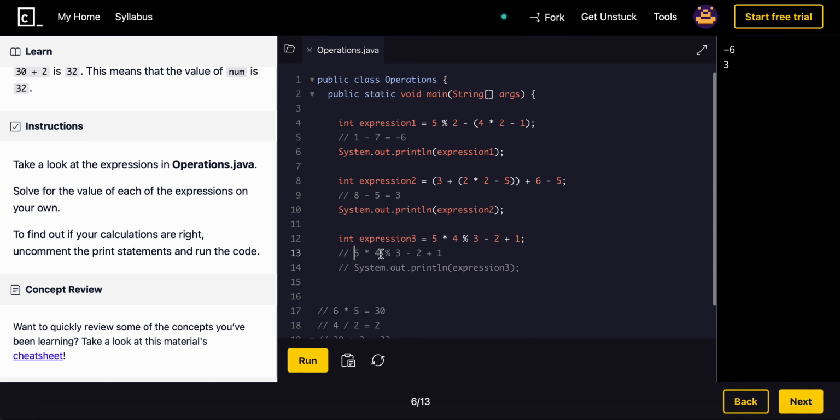And then the last one, we're just going to go ahead and do it. 5 times 4 will give us 20. Mod 3 would give us 2. 2 minus 2 is 0, plus 1 equals 1. So let's see if we get 1. And perfect.